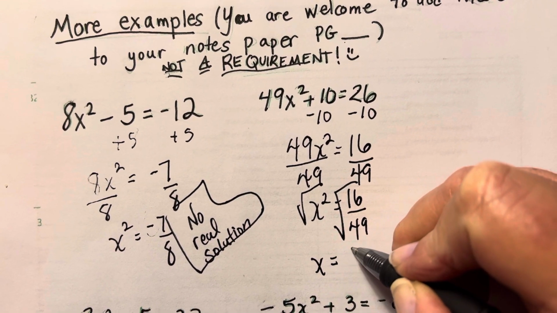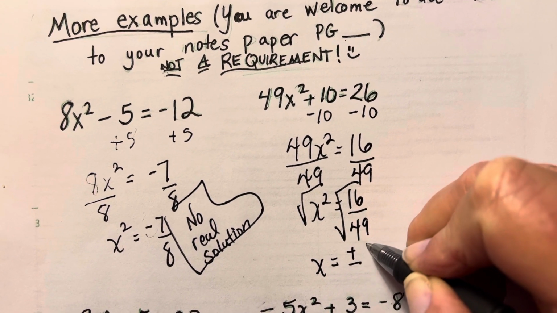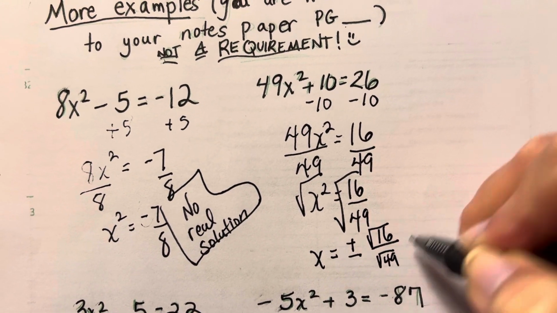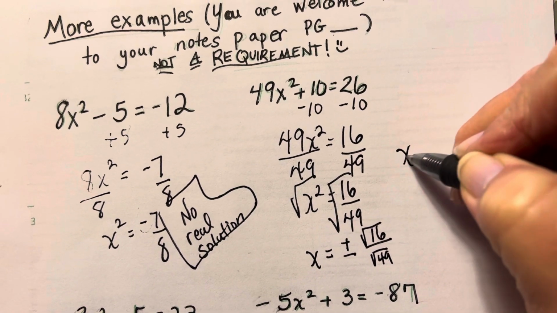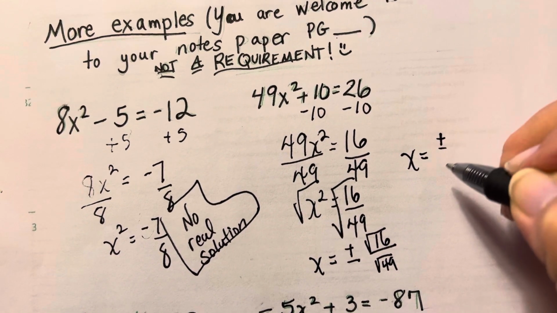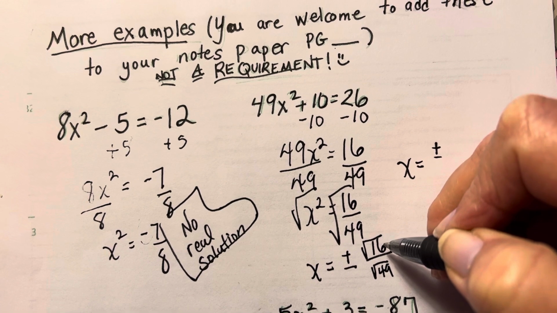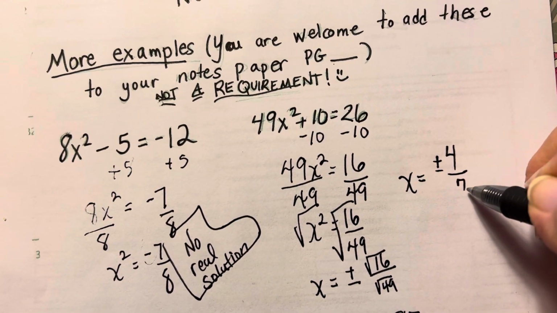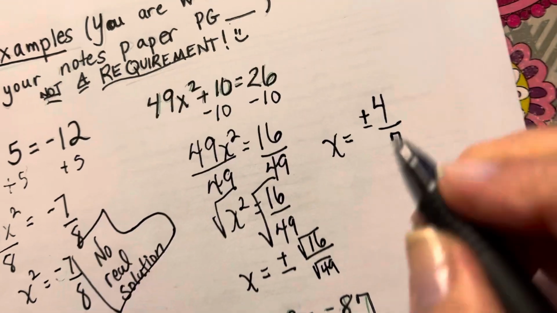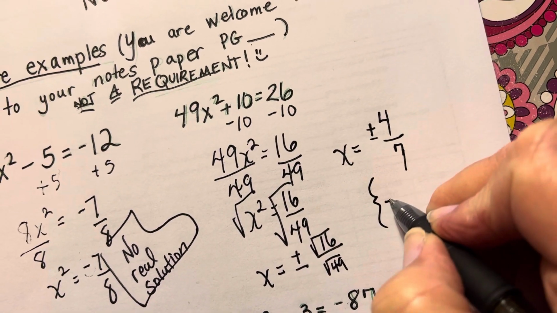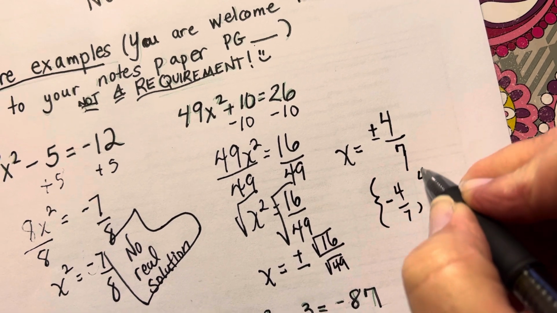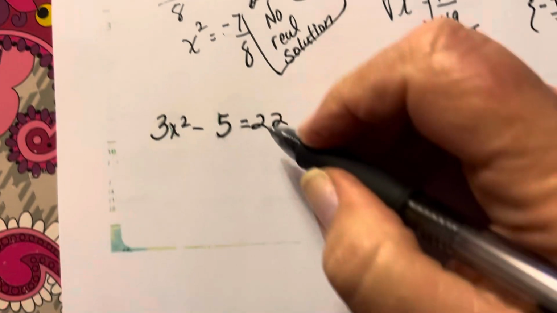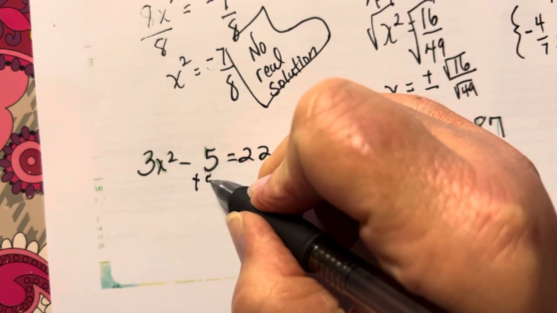X is going to equal plus or minus. I want to remember that I should look at these separately. I should simplify if I need to, or if they're perfect squares, I should write those out as their perfect square. The square root of 16 is 4. The square root of 49 is 7. So that's either the answer, or it can be written this way. Either one is acceptable.